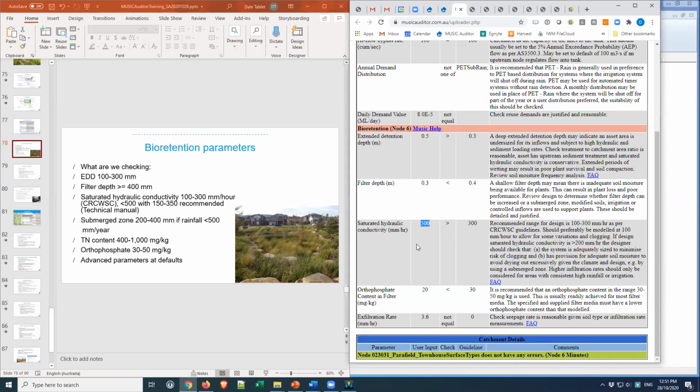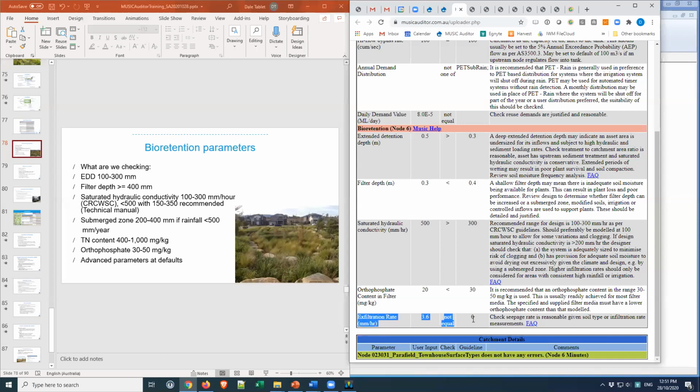Saturated hydraulic conductivity, again, 500 mil, very high. Combined with that filter depth, you could be almost guaranteed that the plants in this system wouldn't survive. So if you're deviating from the guidelines for one of these, you certainly don't want to be doing it for one of the other ones. If anything, I'd be saying if your filter depth is so shallow, go to the other extreme and have some slow draining media that's got a lower conductivity and a higher soil moisture retention capacity.